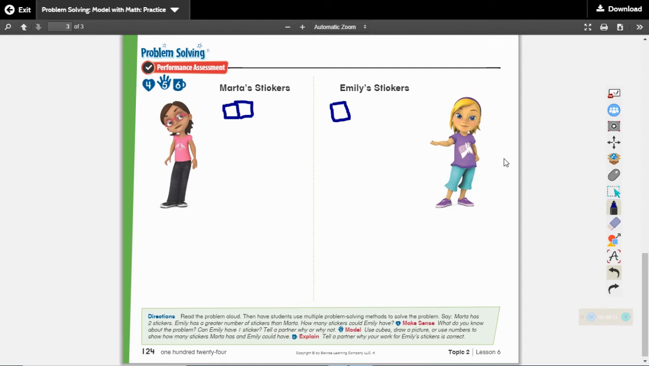Can Emily have 2? No, Emily couldn't have 2 because that would be the same number. It would be equal to. Could Emily have 3? Yes, Emily could have 3. Could Emily have 4? Yes, she could have 4. Emily could have any number bigger than 2 because that would mean it was greater than 2.